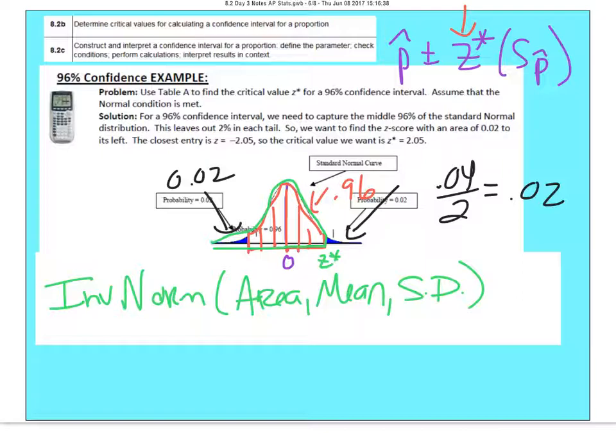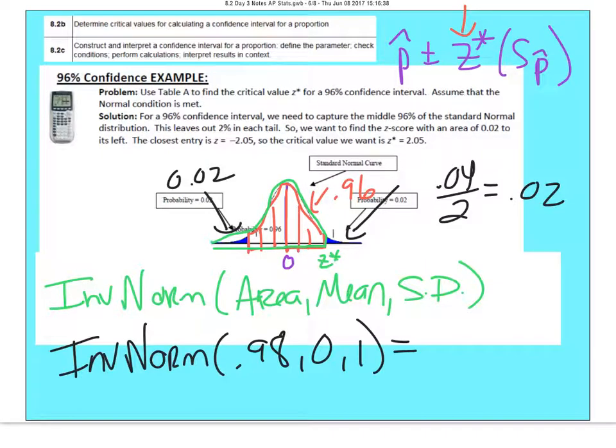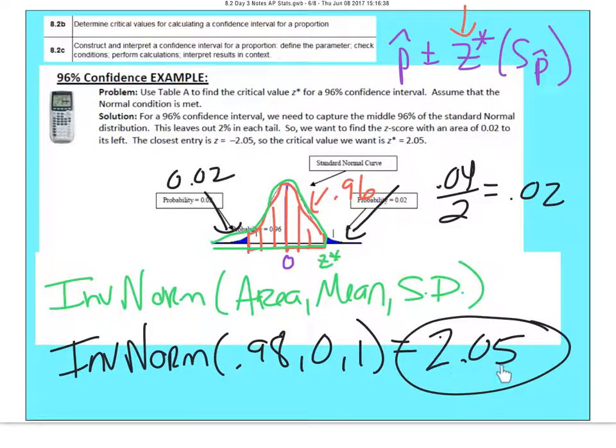So we can actually write that in our formula here. And this is all you need to type into the calculator. When you do that, you're going to get the critical value of 2.05. And remember, all this critical value is, is the z-score. And the z-score means how many standard deviations we are from the mean. So we're technically a little over 2 standard deviations from the mean.